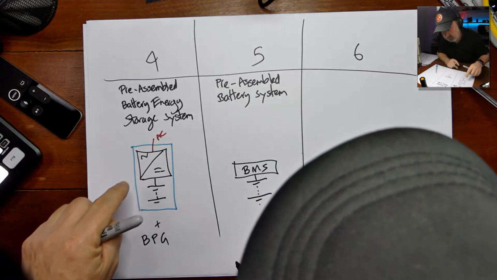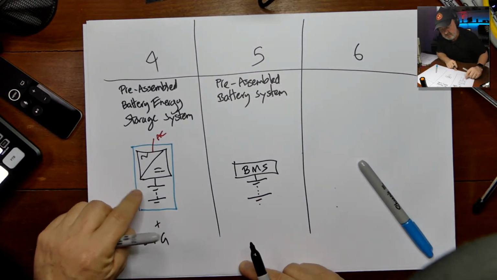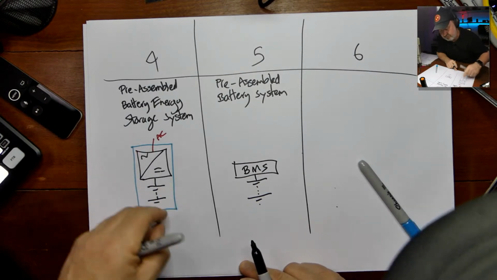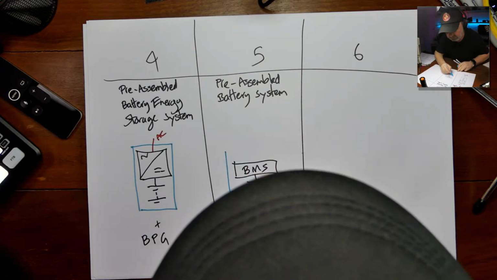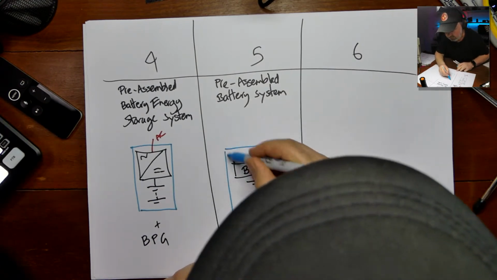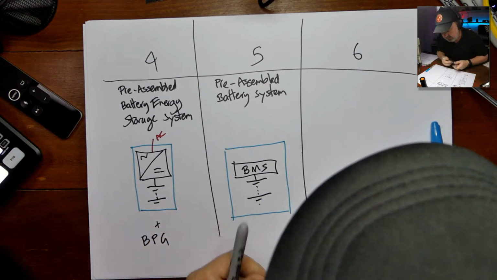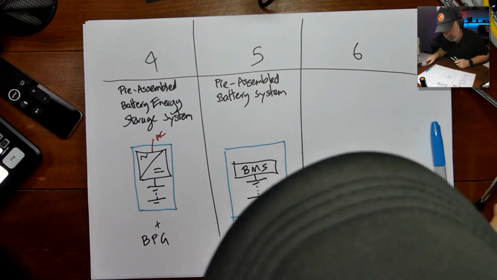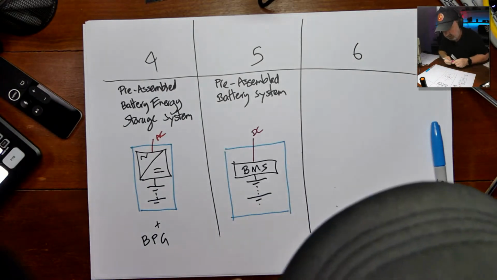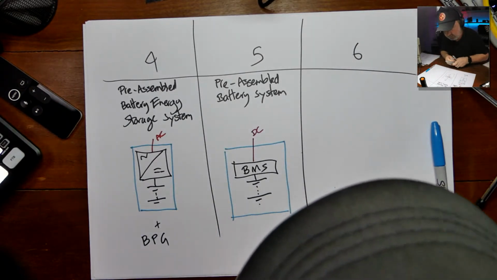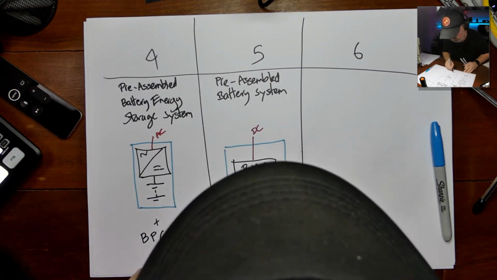Incidentally, the pre-assembled BESS also has a battery management system as part of it, but I haven't bothered drawing it as a separate entity. And now I'm drawing a box around this and calling this a pre-assembled battery system. As you can see, there's no inverter drawn in this picture, so the output is DC. And it also requires compliance to the best practice guide.